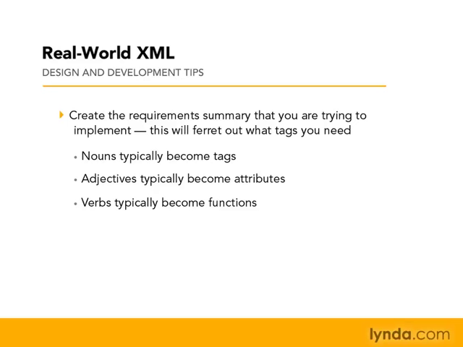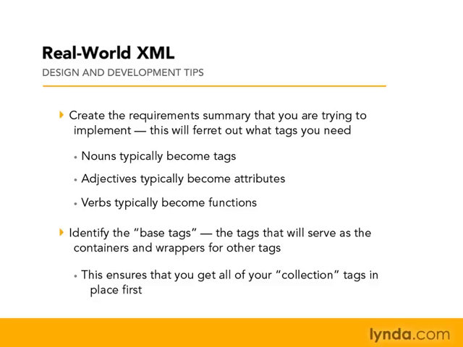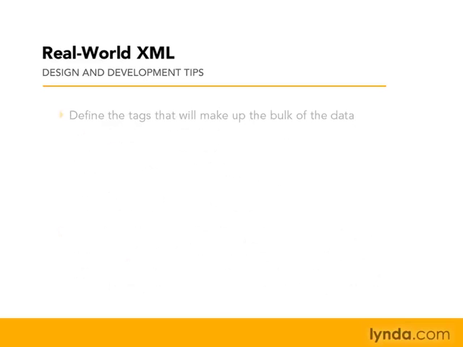Once you've done that, you can identify the base tags. Now, these are tags that will serve as containers and wrappers for other tags. And the reason you want to do this is because this ensures that you get all of your collection tags in place first. So in the previous example, we would have things like maybe tables or rooms encompassing things like the living room or bedroom sections of the furniture order. Once you've done that, you define the tags that are going to make up the bulk of the data. These are your base level objects. These are the things like the sofas and tables that we saw in the furniture example in the previous lesson.